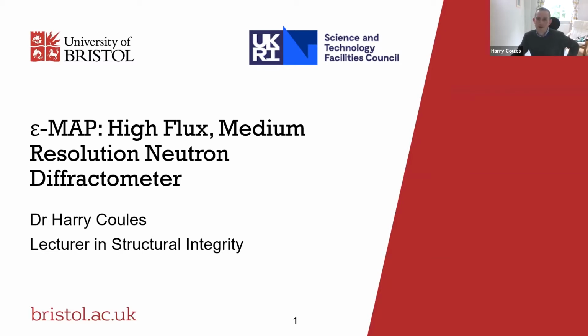Okay, I'm going to talk about the capabilities and strategic needs, also the concept of this beamline, and share some performance characteristics. But this EMAP name, I just want to explain first. So you can see it's styled here, epsilon map. Epsilon is the symbol that we use in applied mechanics to represent strain. So this name means a strain mapping diffractometer.